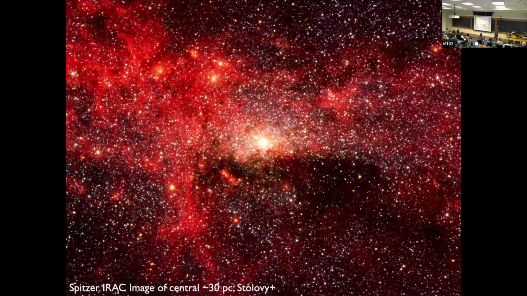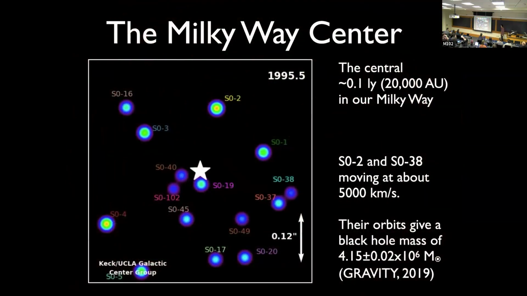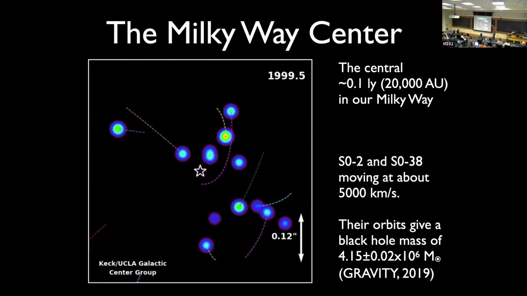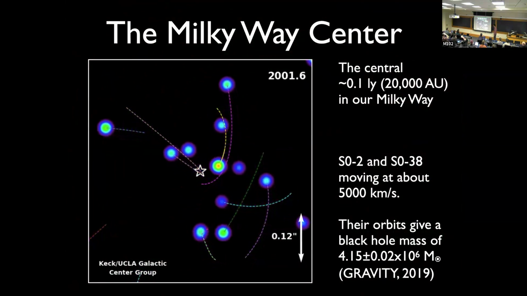And if we zoom right into the center, of course, this is the part that you're probably most familiar with. We see a handful of very bright stars. How many people have seen this movie? Okay, almost everyone. Okay, I'll play the movie. So these bright stars are orbiting around a radio source, Sagittarius A star.